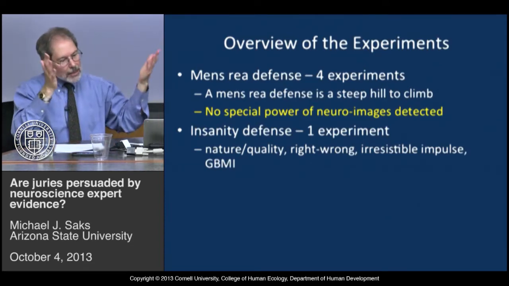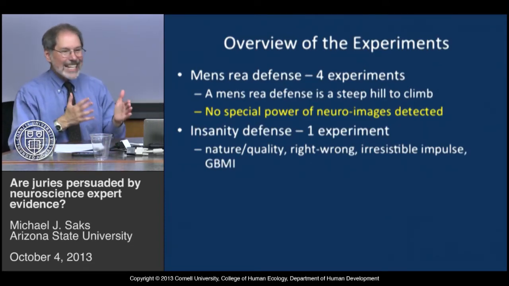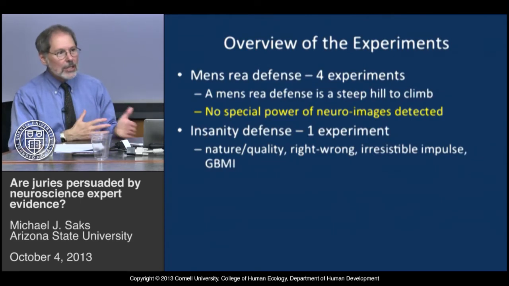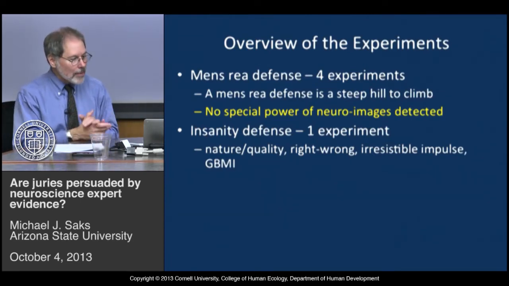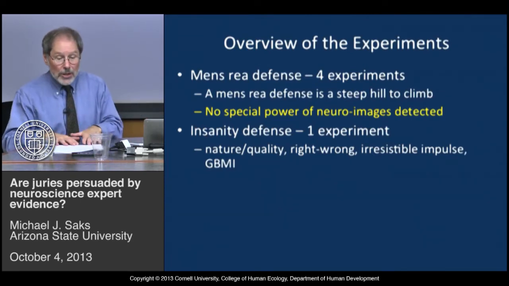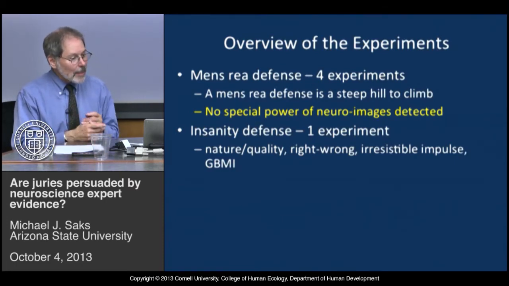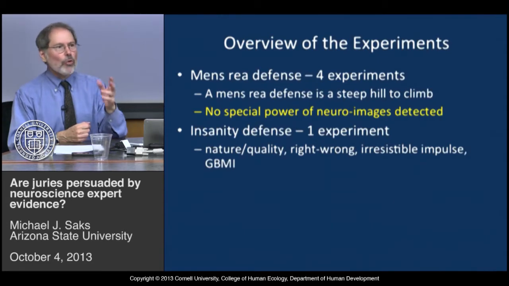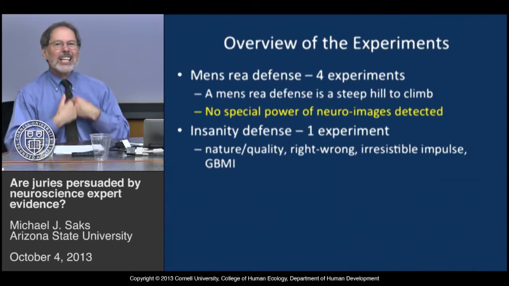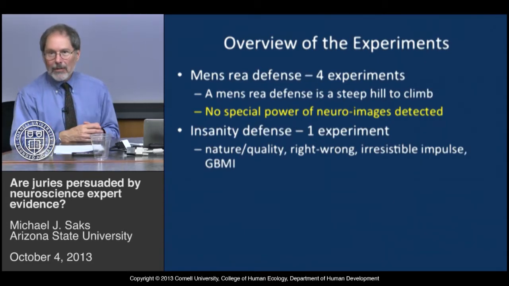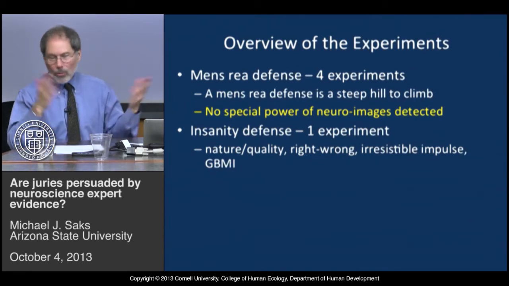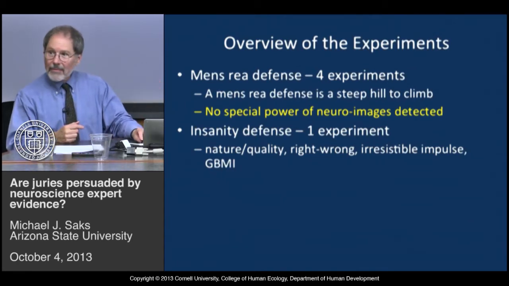Then there's the well-known McNaughton right-wrong test. The person can't distinguish right from wrong. Or the irresistible impulse test, which didn't go over too big in the law. But that's where, oh yes, I know it's wrong to do, but I just can't stop myself from killing or whatever the crime is. You needed James Stewart.